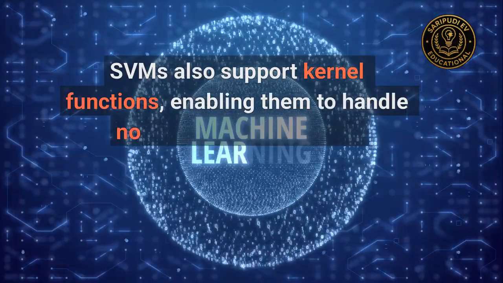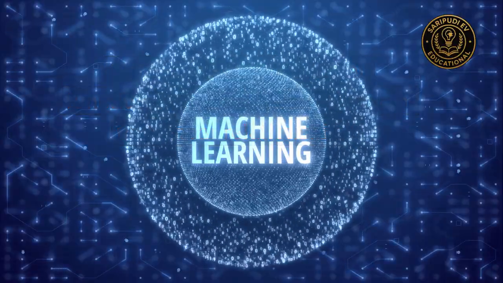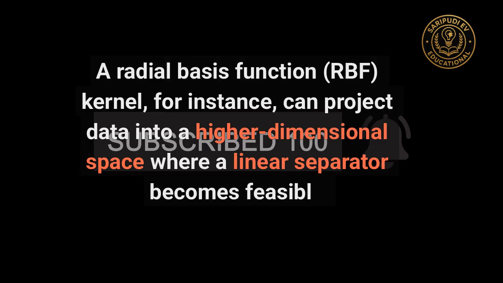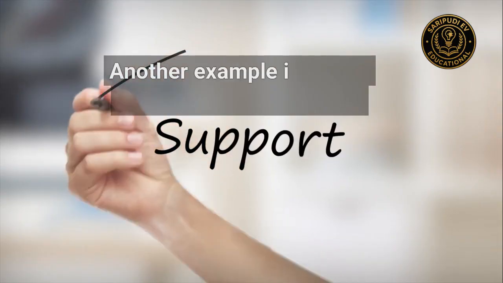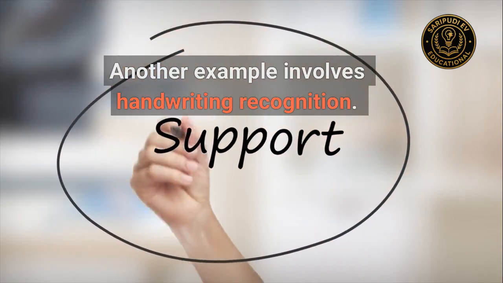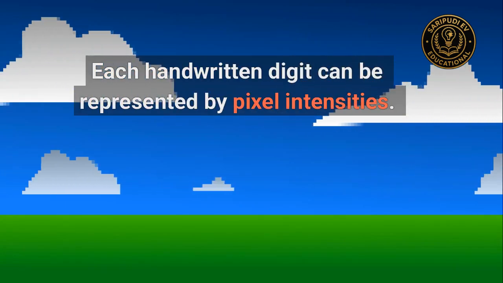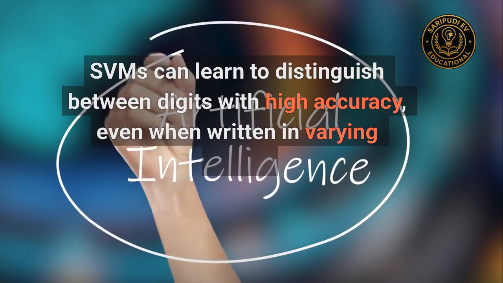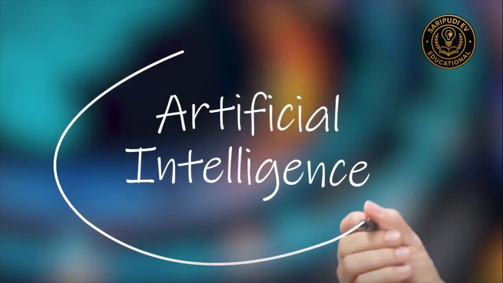SVMs also support kernel functions, enabling them to handle non-linear relationships. A radial basis function, RBF, kernel, for instance, can project data into a higher dimensional space where a linear separator becomes feasible. Another example involves handwriting recognition. Each handwritten digit can be represented by pixel intensities. SVMs can learn to distinguish between digits with high accuracy, even when written in varying styles.